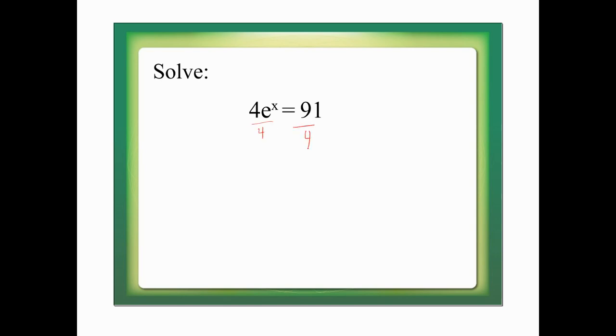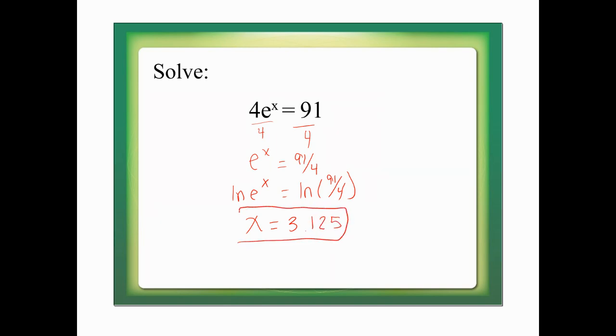So I'm going to divide by 4. 4 does not go into 91 evenly, so we're just going to leave it as my favorite F word, fraction. And now I'm going to take the natural log of both sides. Natural log of 91 over 4. Remembering that this is one logarithm, so it'll be the natural log, and in my calculator, I'm going to put 91 divided by 4. I'm not going to do natural log of 91 divided by the natural log of 4. We just put it all in as one logarithm. So I end up with x equaling 3.125.